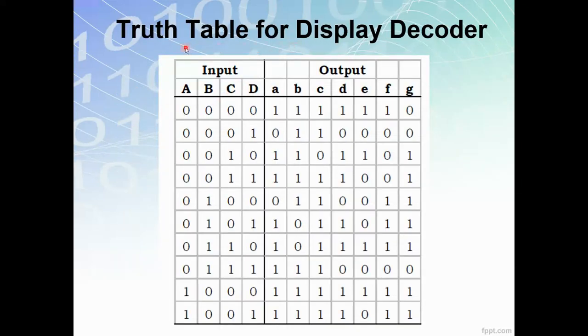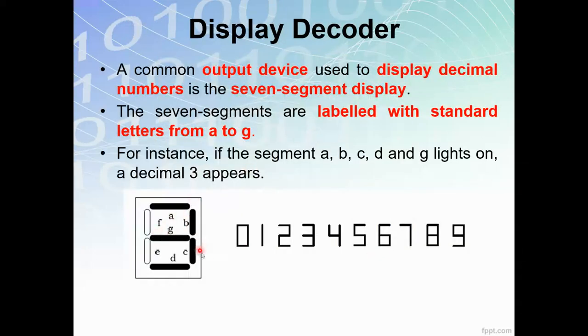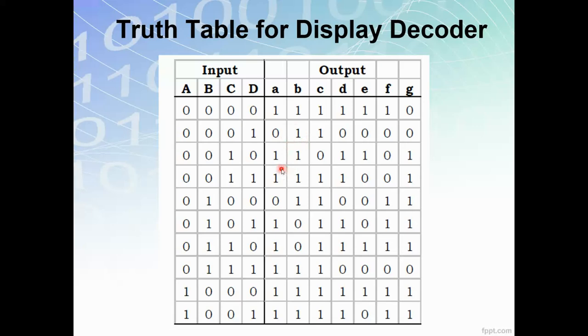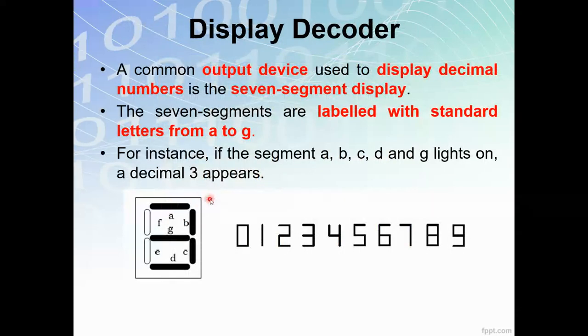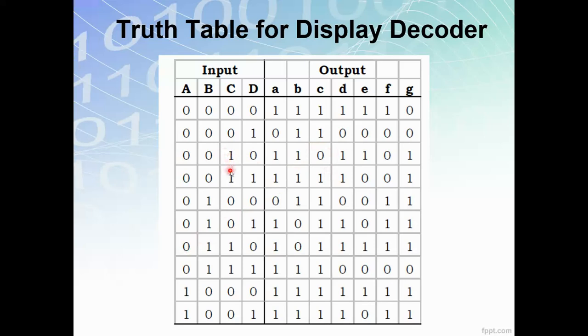So this is the truth table for the display decoder. Any digital clock uses this display. For example, for zero, we turn on A, B, C, D, E, F. For 1, we design B and C, just B and C gives 1. For 2, you press A, B, G, E, D. That is A, B, D, E, and G. For 3, we press A, B, C, D, and G. For 4, you press B, C, F, and G. It will turn on B, C, F and G. And so on until the number 9.